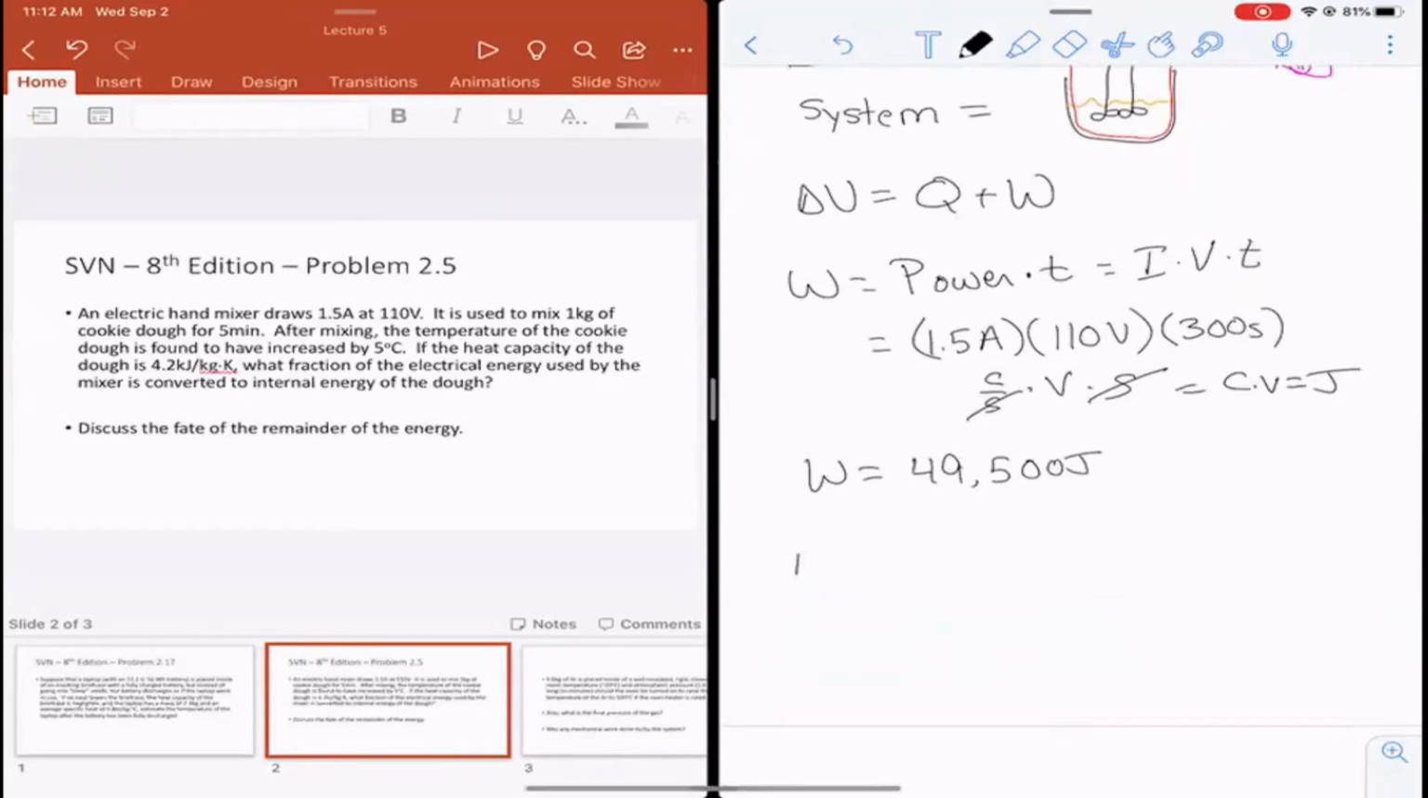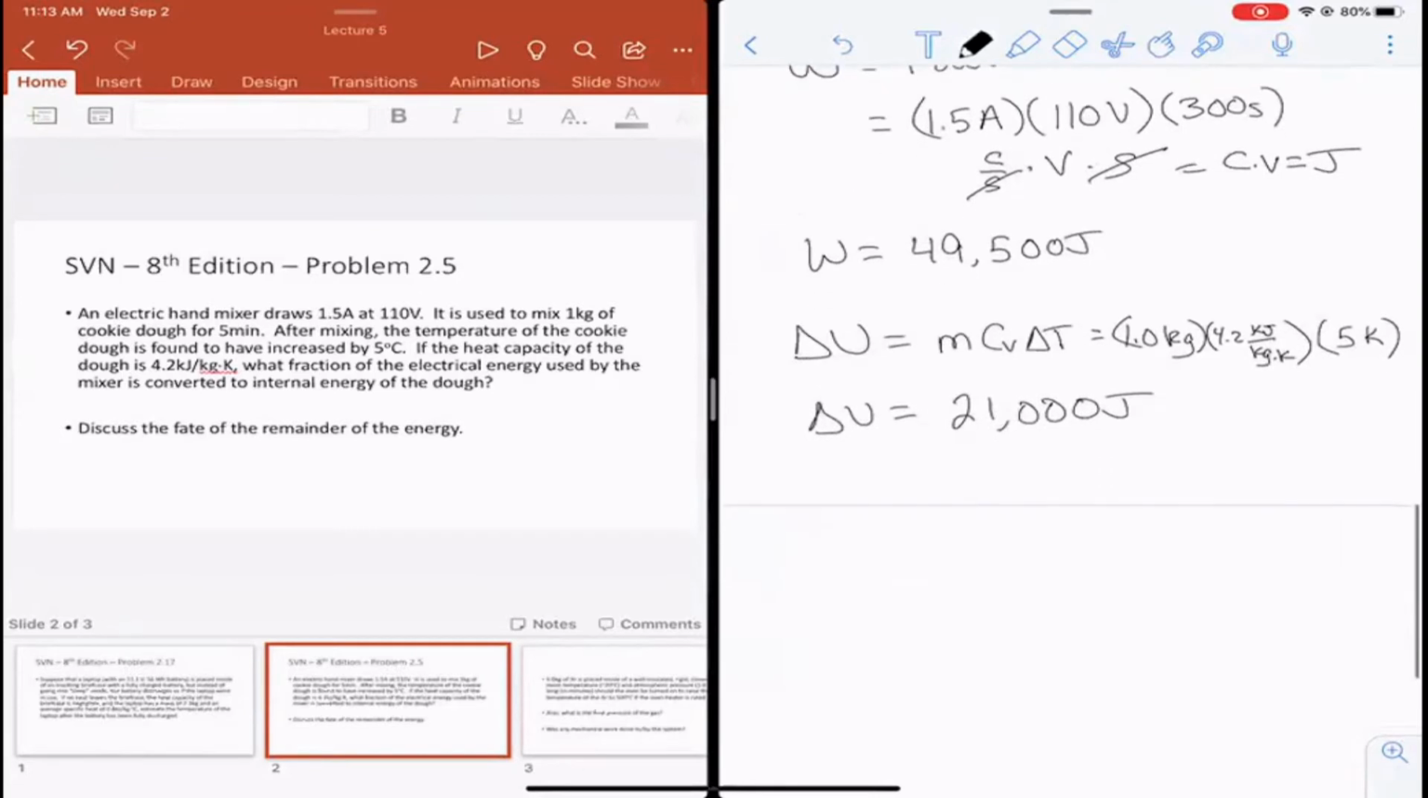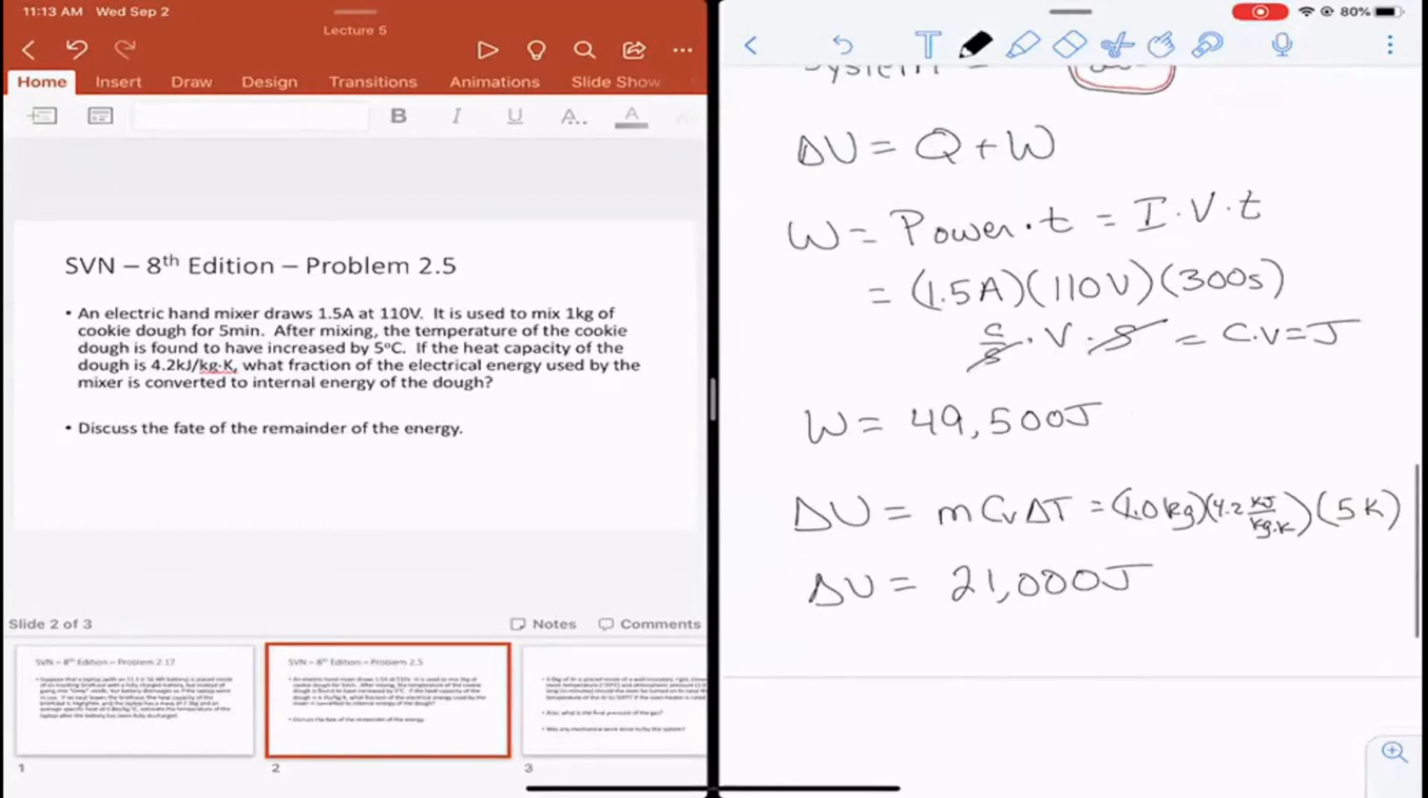Okay, all right, so that's good. We have the work. So now let's look at the internal energy. Just like before, we have a solid, with the heat capacity based on the mass. The heat capacity is equal to a constant. So we have m C_v delta T again, except this time we have 1 kilogram. The heat capacity is 4.2 kilojoules per kilogram Kelvin. And we know that the temperature of the dough increased by 5 degrees, so delta T is also 5 Kelvin. And so delta U is equal to 21,000 joules.